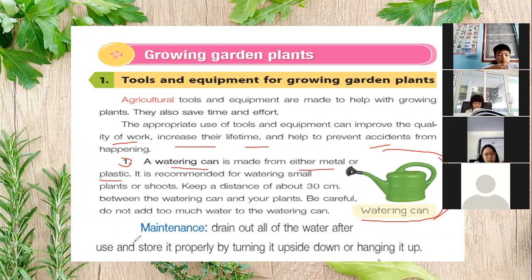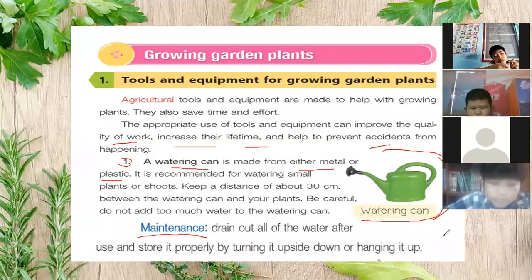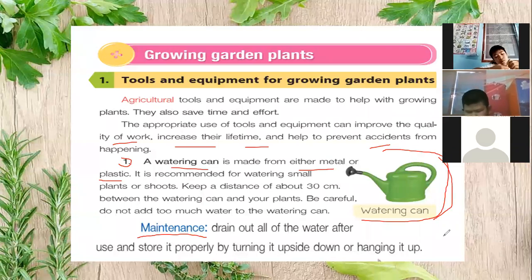Now, how can we maintain it? Maintenance means how we can look after and take care of the tools or equipment. After we use the watering can, what do we have to do? Drain out all of the water. After use, store it properly by turning it upside down or hanging it up.